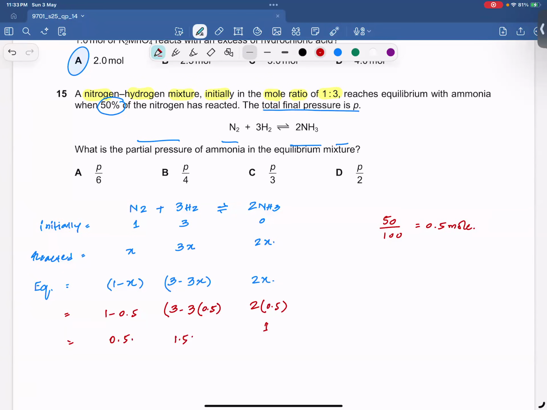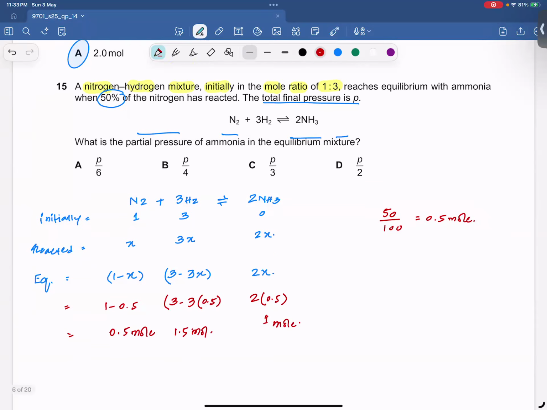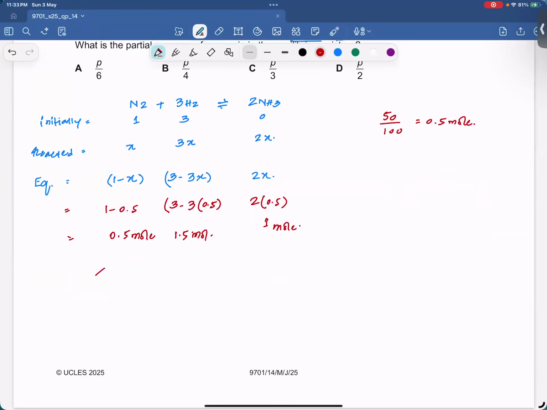So these are the equilibrium moles of this. Let me get the total moles to get the partial pressure. So it's 0.5 plus 1.5 plus 1. So it's going to be how much? 3 moles.